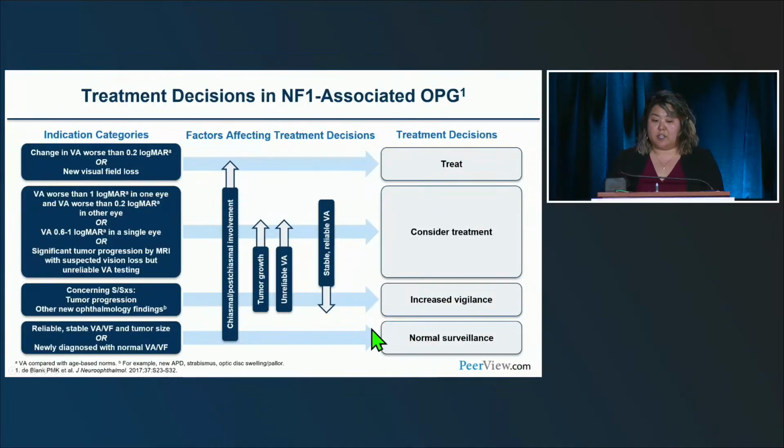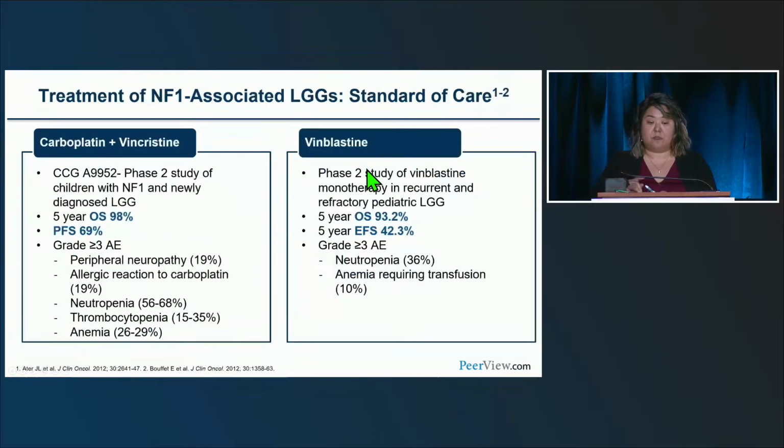So there are many things that you can think about when you're trying to decide whether you should start treatment in someone who has an NF1-associated optic pathway glioma, including tumor growth or visual acuity, or can you even get a reliable visual acuity, or actually even the involvement. Where is the tumor? And there are multiple different ways of being able to follow or to treat these tumors, and I'll have this here for your reference.